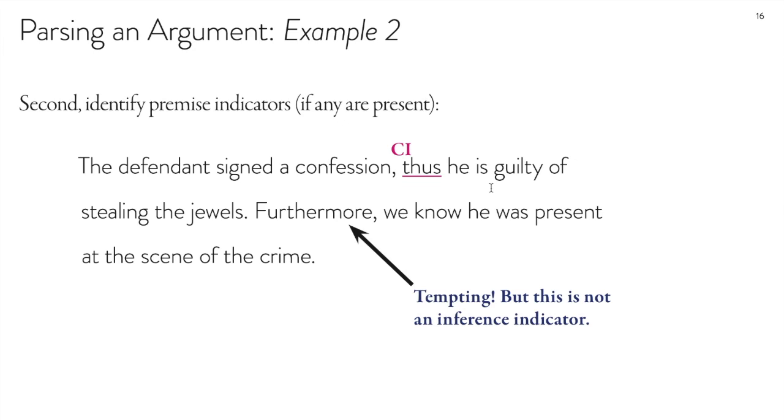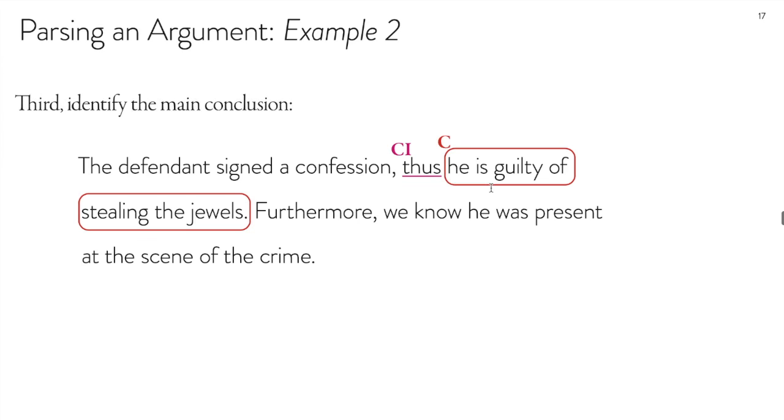Some people are tempted by furthermore, but furthermore is not indicating a premise or a conclusion. It's not an inference. Furthermore is just saying, here's some more stuff, but I don't know yet. I'll have to think, what is this stuff? Is it a premise or is this a conclusion? So furthermore doesn't get marked. It's just saying, here's some more stuff, but I don't know what kind of stuff we're getting until I think about it.